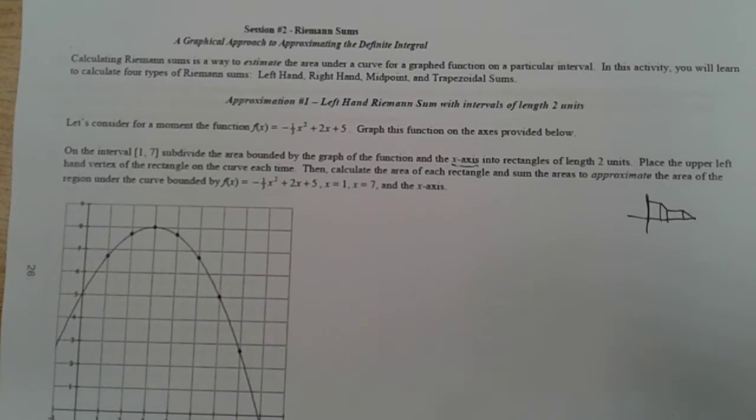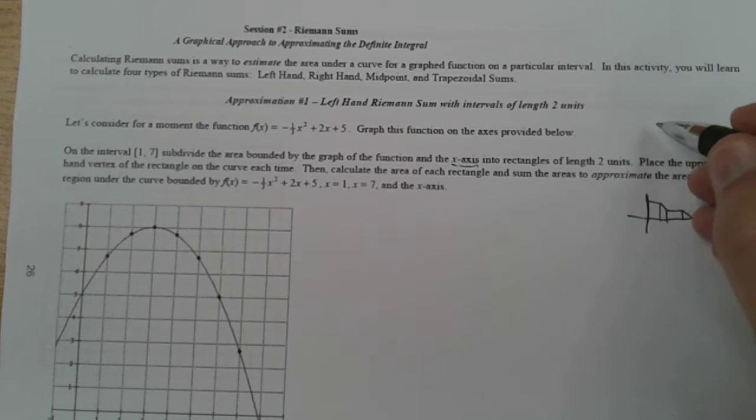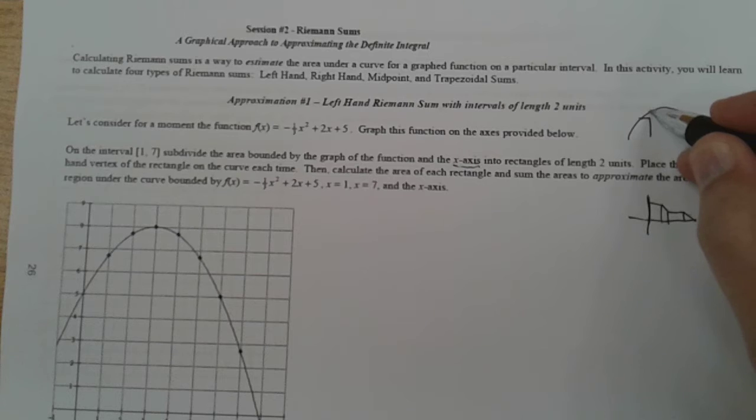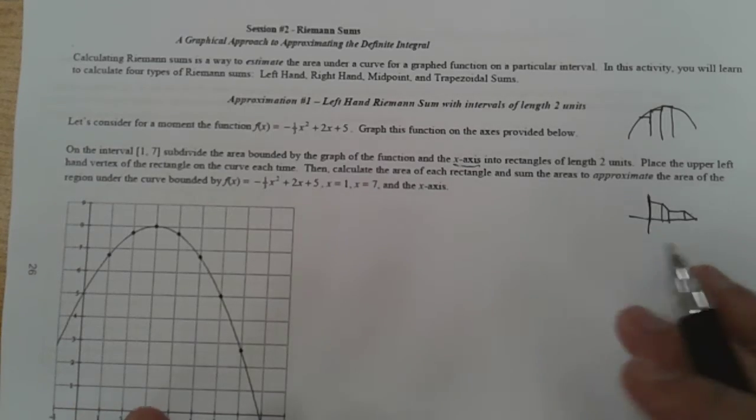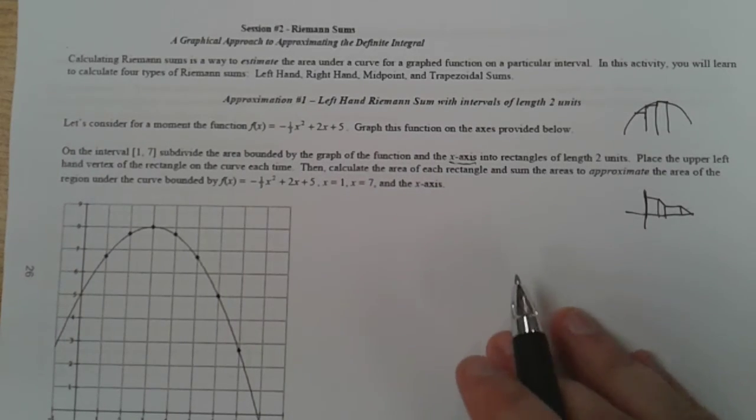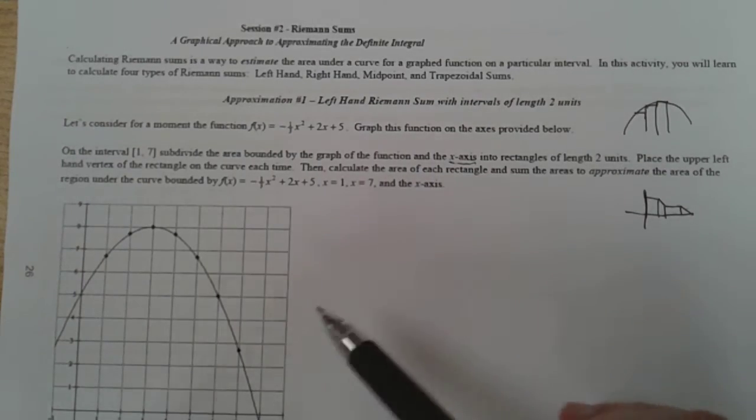So what it's telling us to do, since it's a left-hand Riemann sum, is Riemann sums are using rectangles. So we're going to have a curve, and we're just going to have these rectangles, and we're going to find the area of these rectangles, and it's going to approximate what the area is under this curve. You have a couple different ones: a left hand, a right hand, a midpoint. Right now we're working on the left hand.